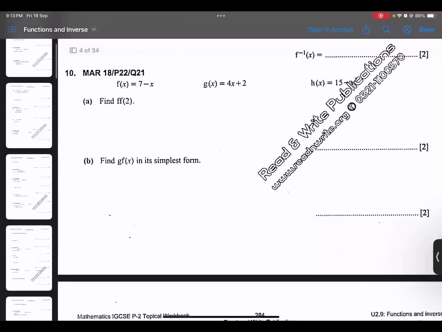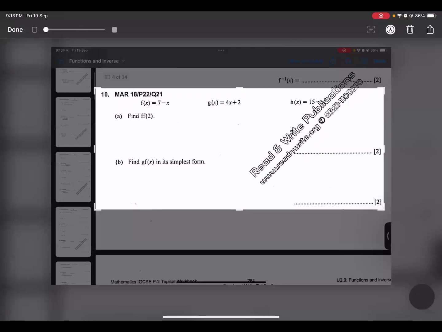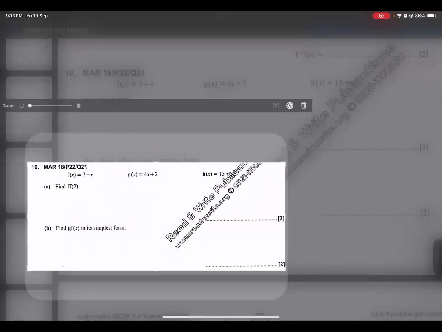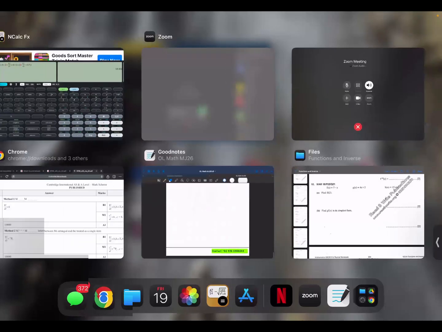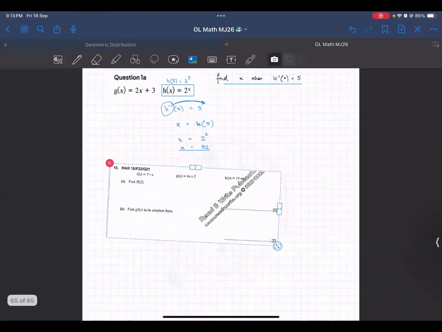We'll look at this one. Today is the past prepared practice of functions and inverse functions and composite functions.